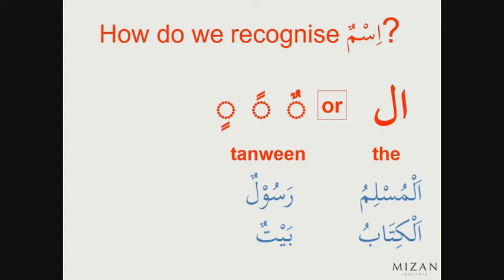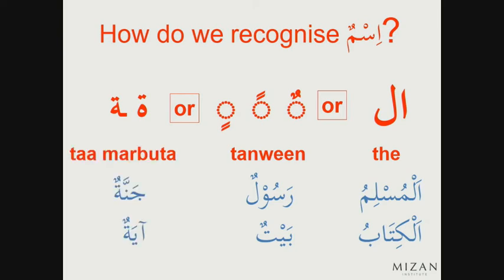Last clue is that there. What do you call that? It's called a ta marbuta. A ta marbuta is a closed ta with two dots on top. You get the open ta with the bowl. There's the closed ta, ta marbuta. If you see a ta marbuta, then 100% of the time it will be an ismun. A fi'l can't have a ta marbuta. A harf can't have a ta marbuta.